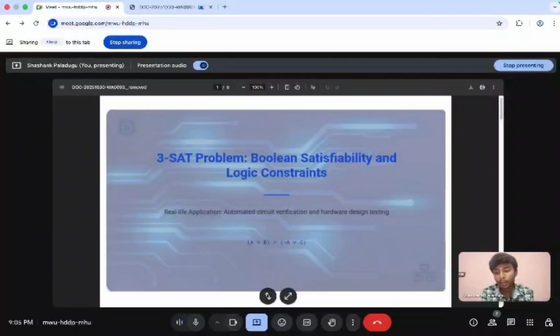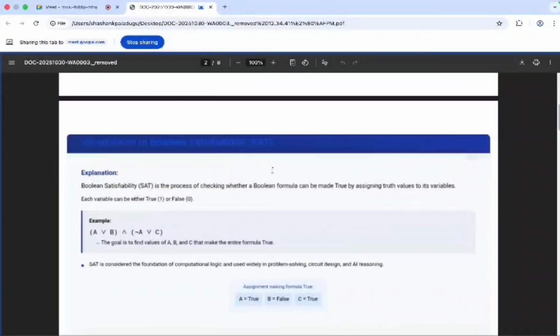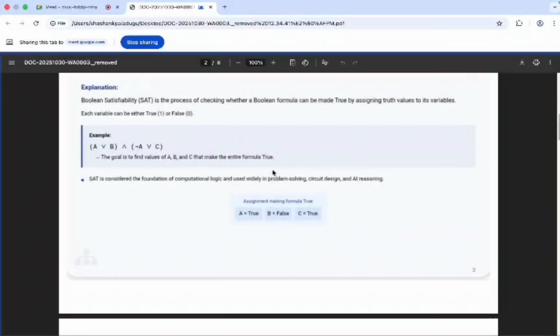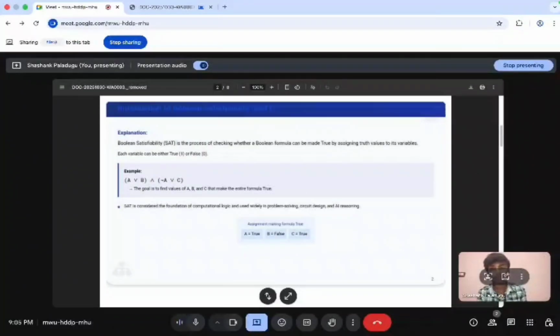In today's presentation, I'll explain everything from the basics and I'll try to help you understand. Firstly, let's go into the topic. If you see here, it's the introduction to Boolean satisfiability. You're getting it. Now let's understand SAT in the simplest possible way.